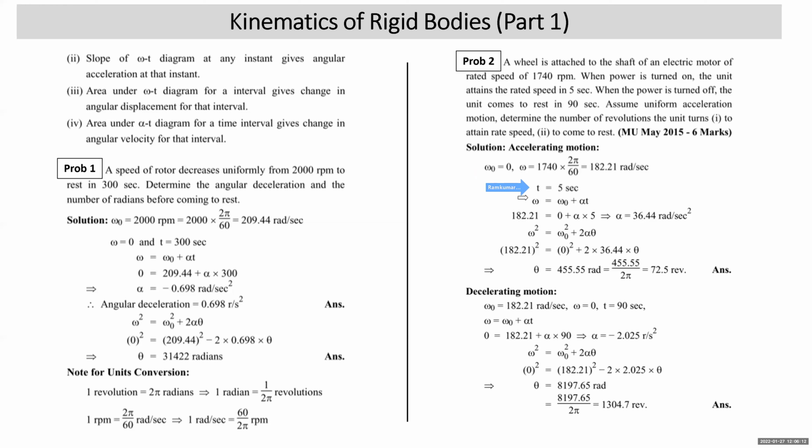Again, omega and t are into consideration, so I'll use omega is equal to omega naught plus alpha t. Put the value of omega. Omega naught is 0. Put the value of t. You get alpha as 36.44 radian per second square.